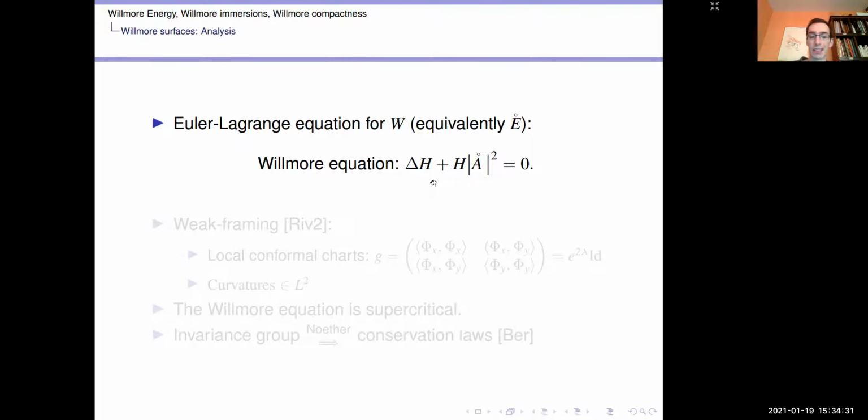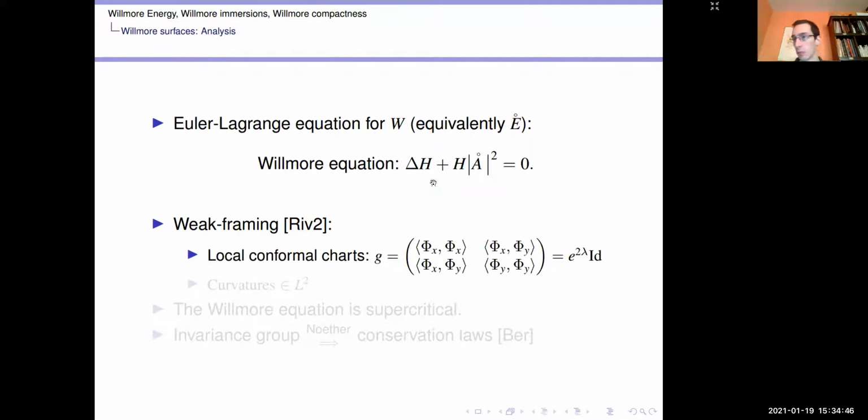The second thing to say is that it's not going to be a good equation, because I want to study in the end sequences of Willmore immersions. So I want to work in weak framing for convenience later. I will use the weak framing developed by Tristan Rivière, which revolves around two things: allowing one to work in local conformal charts, where e^{2λ} is a conformal factor in this local conformal chart, and having curvatures in L2. So with curvatures in L2, this term here is not L1, it's L2 thirds. So we cannot apply Calderón-Zygmund estimates to bootstrap and obtain some regularity. So the Willmore equation is supercritical in this context.